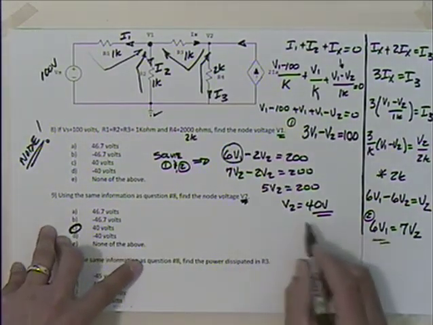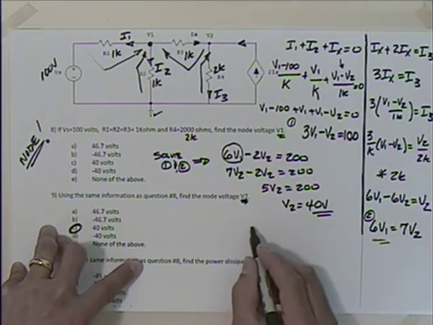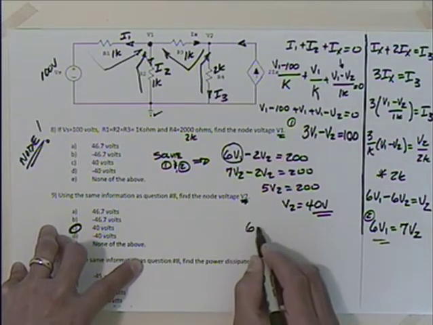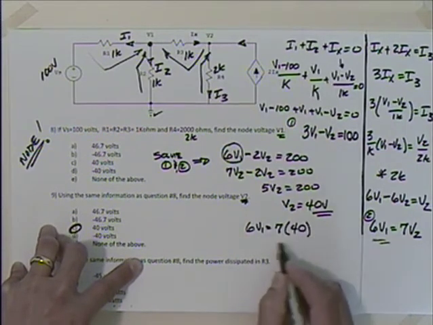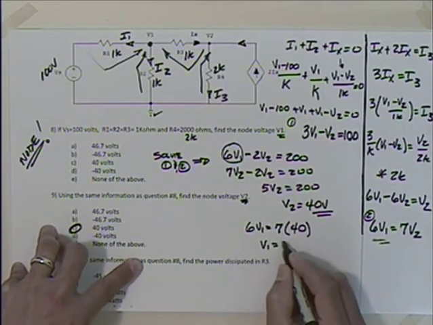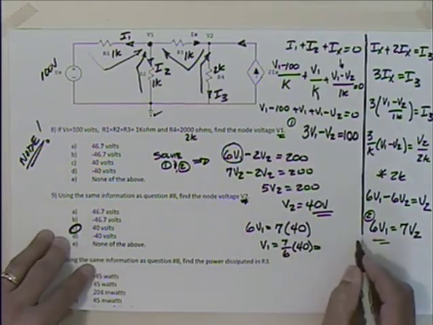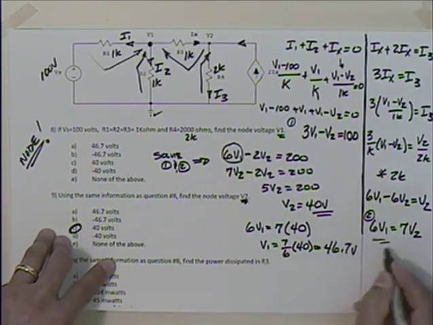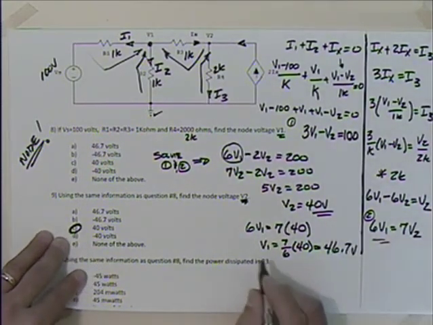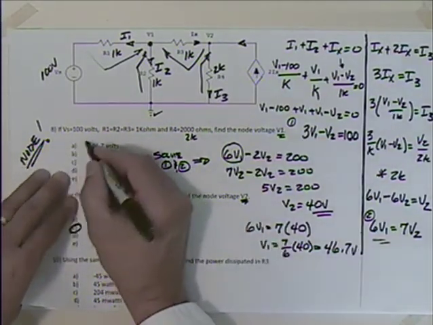Now what could I do with that? Well, I could just pop that back into there. So I've got that 6V1 is equal to 7V2, which is 40. So V1 is equal to 7/6 of 40. I think if you run that through the calculator, 46.7 volts. Do I have that answer? 46.7 volts. It's positive. Answer A.